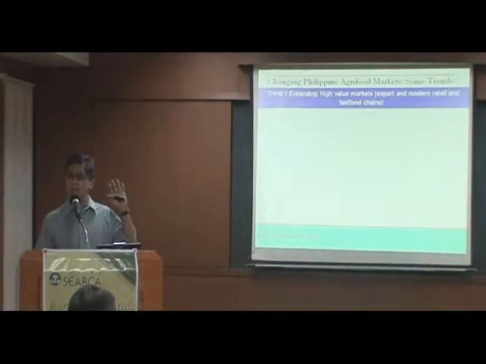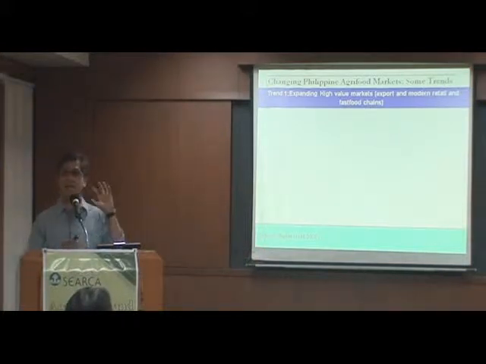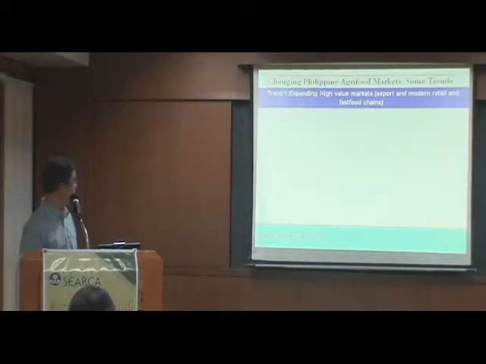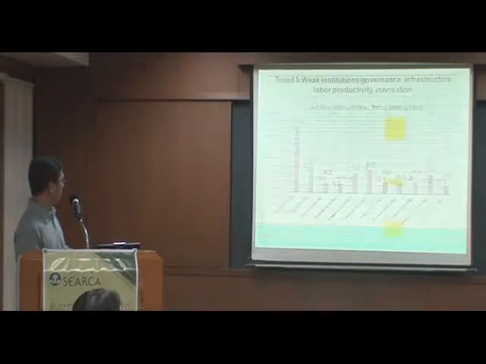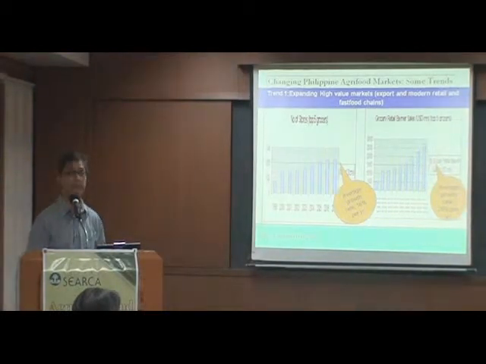Now, let me just give you some. This is not a comprehensive set of factors that characterize the changing agri-food system, particularly in the Philippines. Now, one trend is that these high-value markets, the export, the modern retail chains and the processing chains, are expanding. Just to give you some figures, this would be the top grocers in the Philippines, mainly the supermarkets. In terms of number, they increased by an average of 16% from 1999 to 2007. And in terms of sales, it increased by an average of 26% per year during this period.